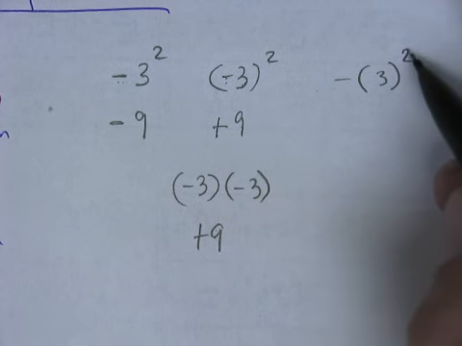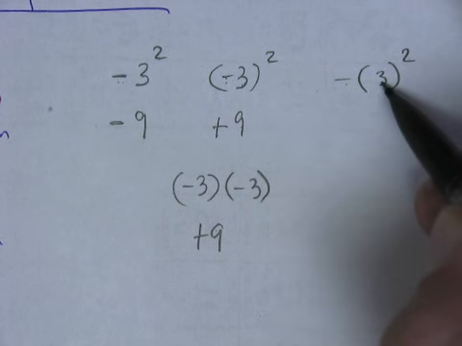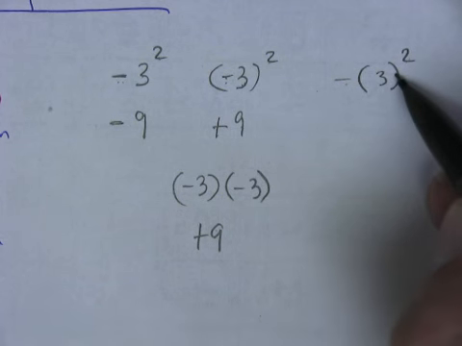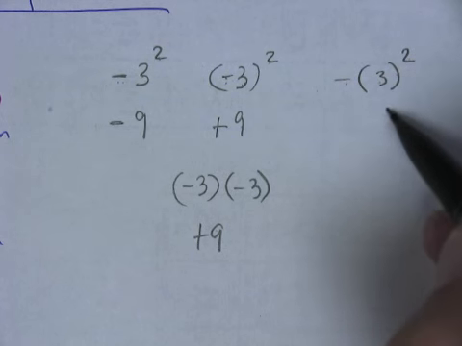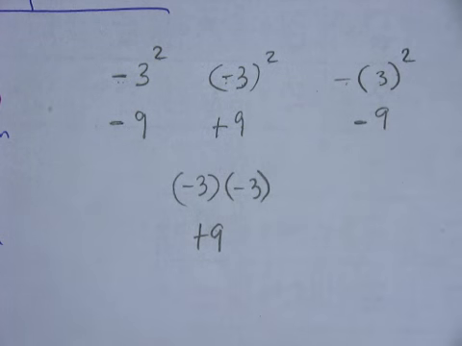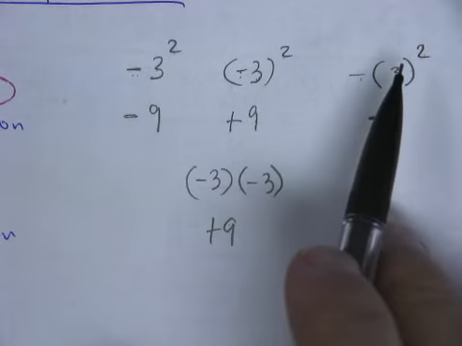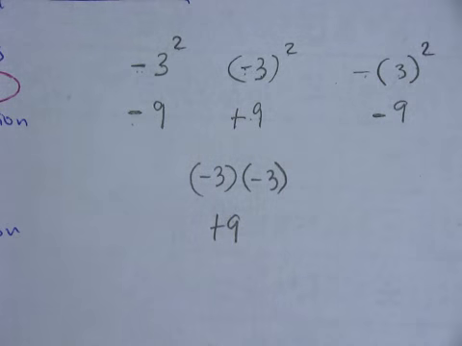Let's look at this one. Does the 2 act on the negative, and does the 2 act on the 3? Well, the 2 is above the parentheses, so it acts on anything inside the parenthesis. Well, the negative's not inside the parentheses, so the 2 does not act on the negative, it only acts on the 3. So that becomes 9, and the negative just comes down along for the ride. So notice, 3 problems that look really similar don't all have the same answer.